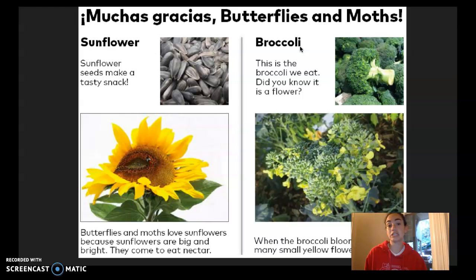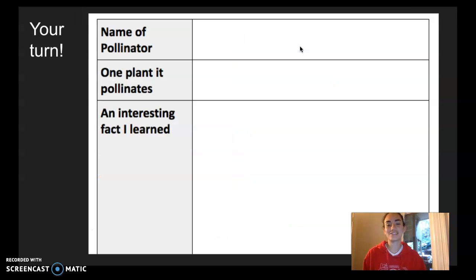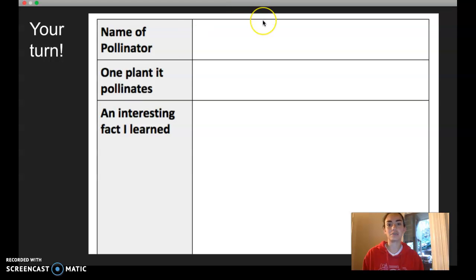I actually didn't know that broccoli was a flower. That's pretty cool. Okay, now it's your turn. On Seesaw, you're going to write the name of the pollinators we studied, one plant that they help, and an interesting fact that you learned. And if you have any questions, please feel free. You can ask me for help, okay?